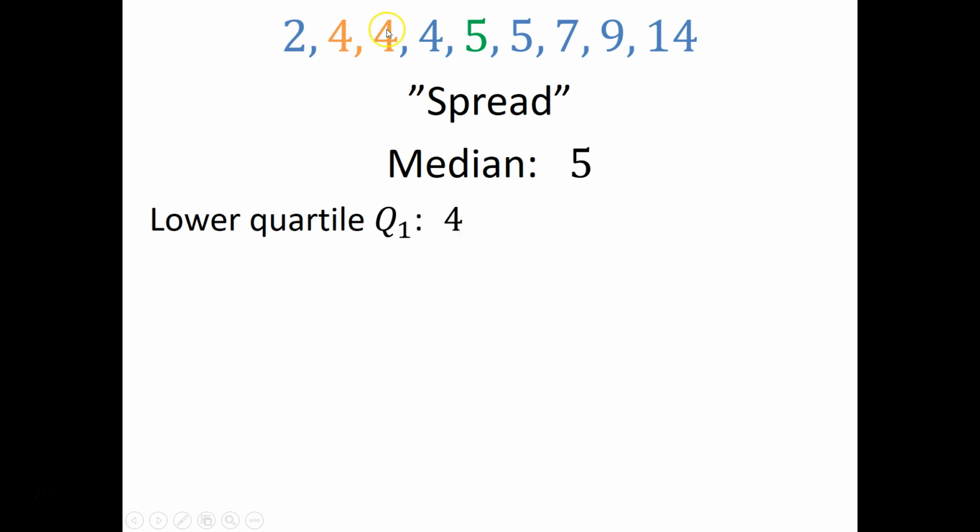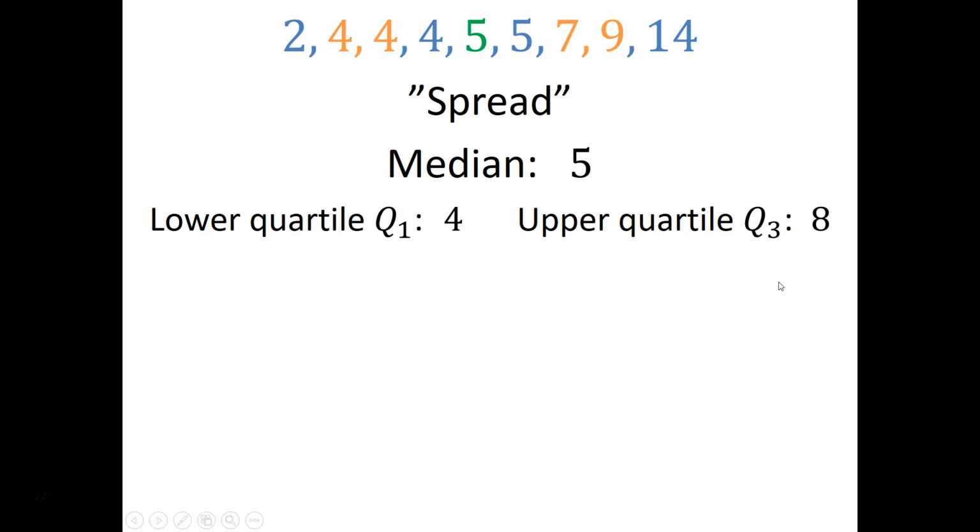If I have 1, 2, 3, 4 data points and I count towards the middle, I'm going to hit 2 values at once. What I do is I take the average of those 2. So in the top half of my data set, I'm going to hit 7 and 9. The average of 7 and 9 is going to be 8. So that's called the upper quartile.